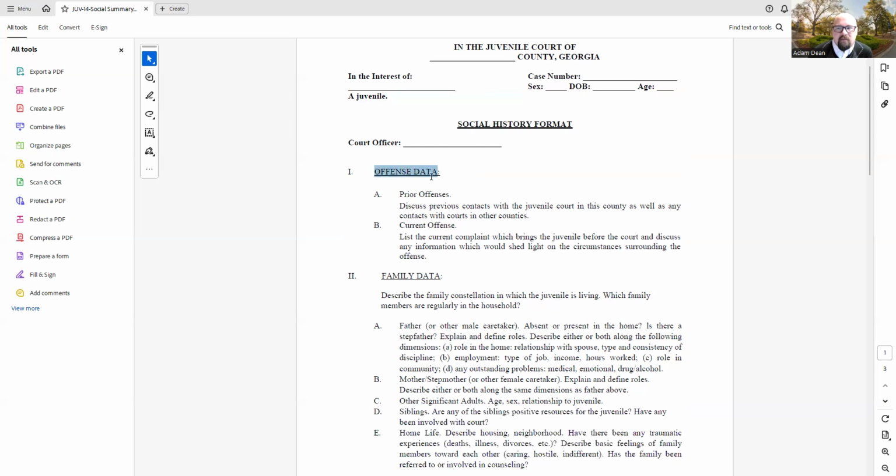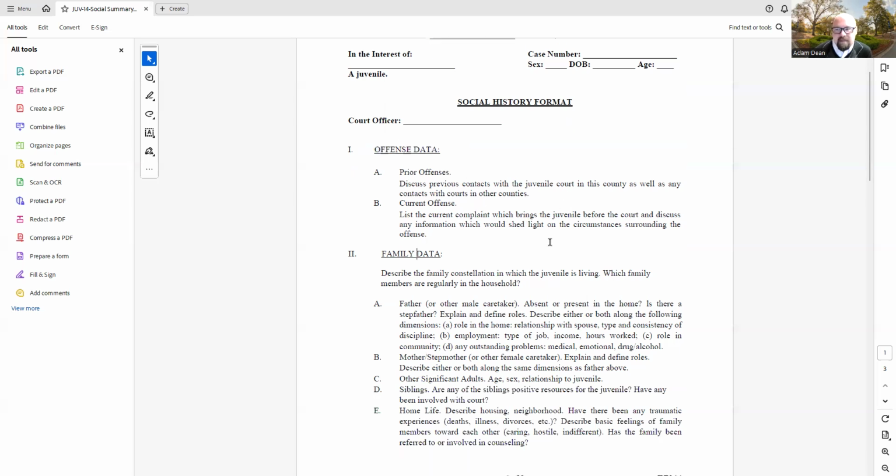You'll see that the first part is your offense data. Now, your social history needs to be in paragraph format. If you don't have the information in front of you, it's okay to get with me. It is not okay in the real world to make up information, but for this assignment, I will allow you to use your imagination on some of these based on the history that you have presented in front of you with your child. So, you'll have offense data going over prior offenses, the severity of those offenses, things like that.